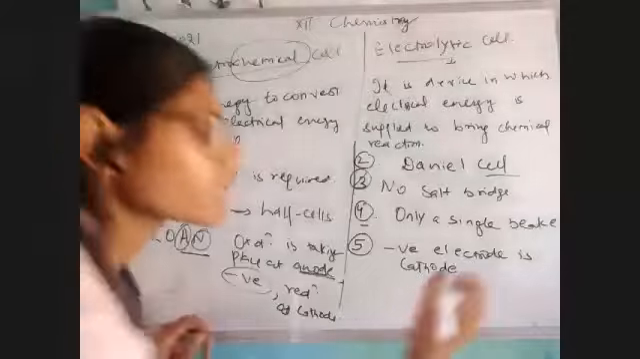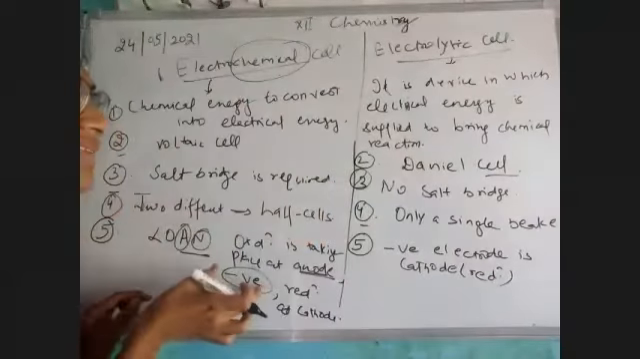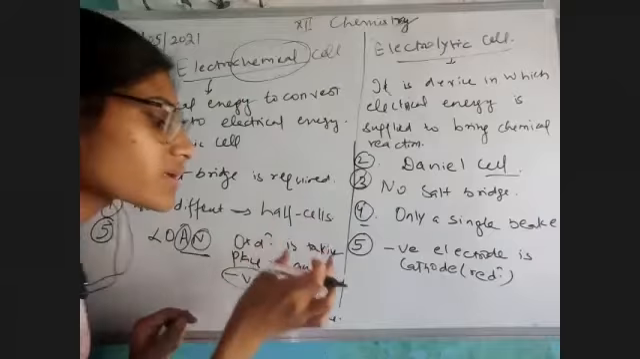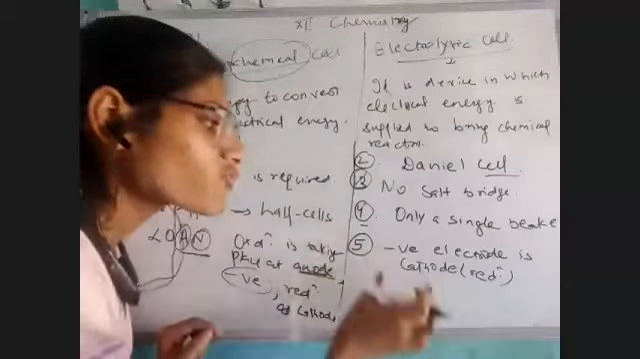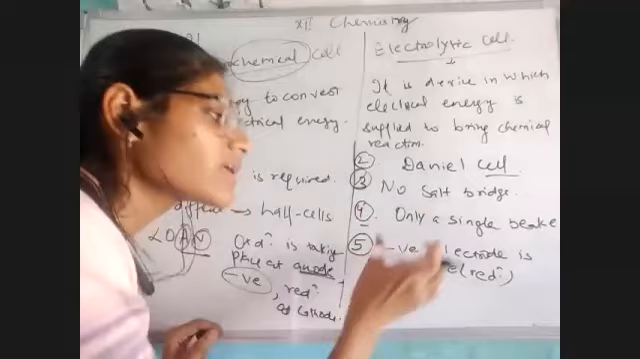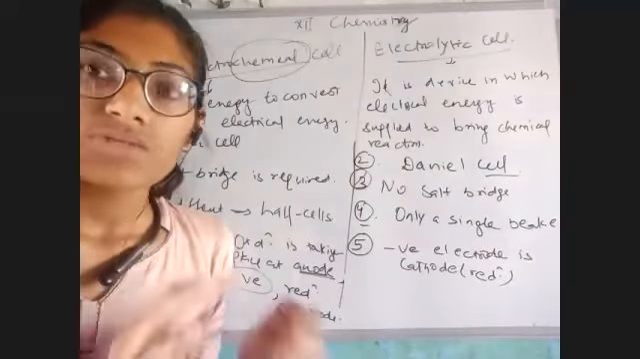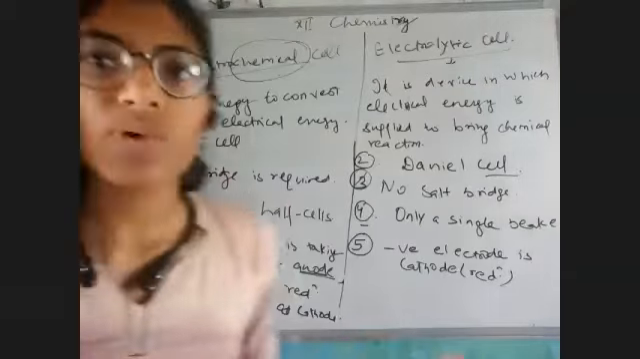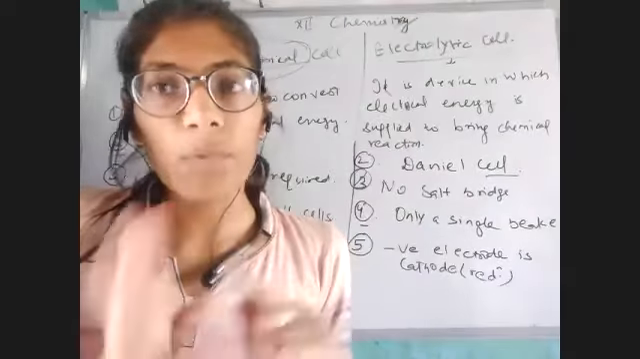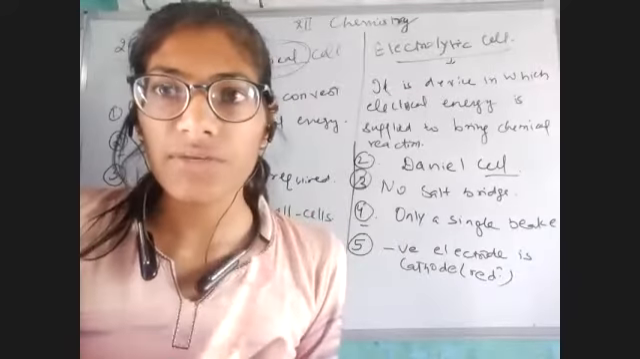Yes, reduction is taking place over there. But the point is, here the negative electrode is given the name of anode, whereas in an electrolytic cell, the negative electrode is taken as cathode. Am I clear? So in short, I want to say that the electrochemical cell and the electrolytic cell are totally opposite to each other. The very basic definition describes the differentiation between the two.